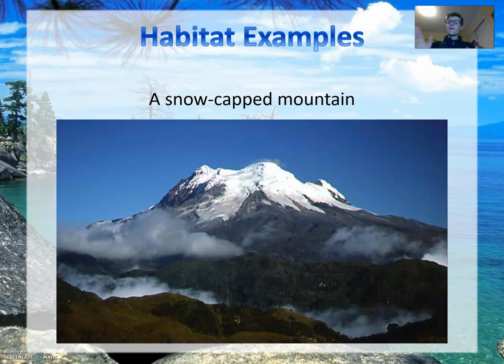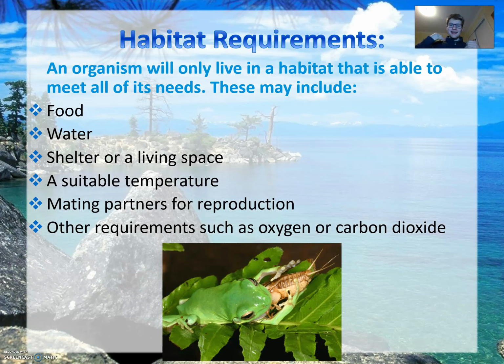What you'll notice is that every habitat needs certain things for an organism to survive in that place. It needs food, water, a shelter or a living space, and suitable temperatures. These temperatures might range for different organisms, but still every organism needs a certain amount of heat present. You need other organisms present that the species can mate with for reproduction, and you need other requirements such as oxygen and carbon dioxide.